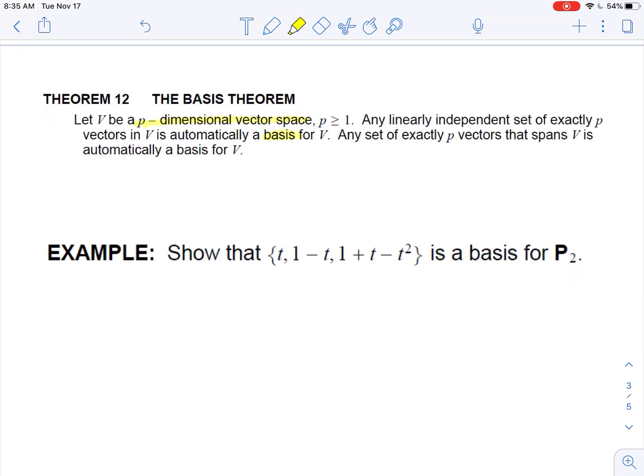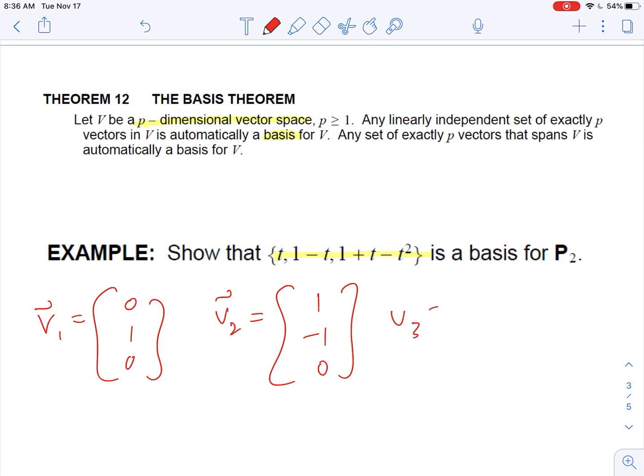We're going to say, let's show that this particular set, t, 1 minus t, 1 plus t minus t squared, is a basis for all degree 2 polynomials. Well, how would we go about doing this? Let's consider 3 vectors in place of these 3 pieces in this particular basis that is to be shown. So we can define V1 as, say, 0, 1, 0. We can define V2 as 1, negative 1, 0. And we can define V3 as 1, 1, negative 1.